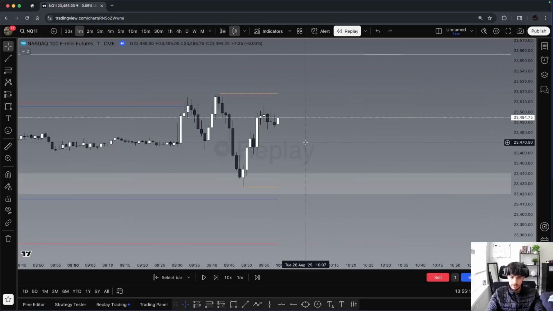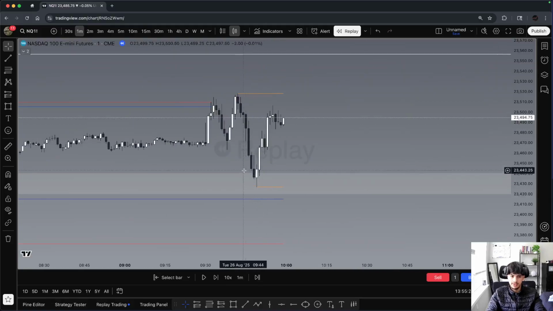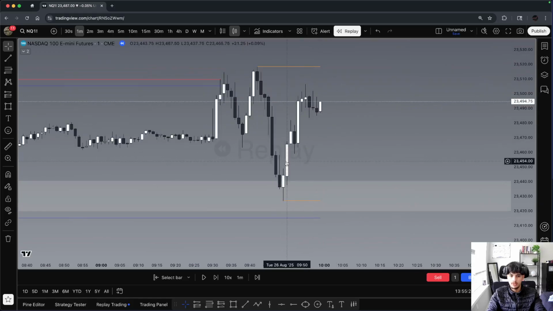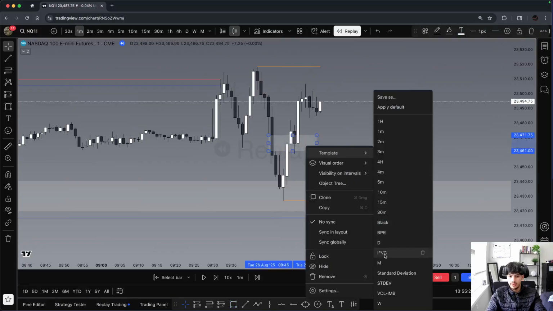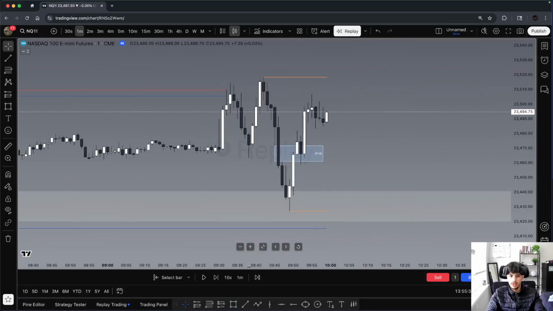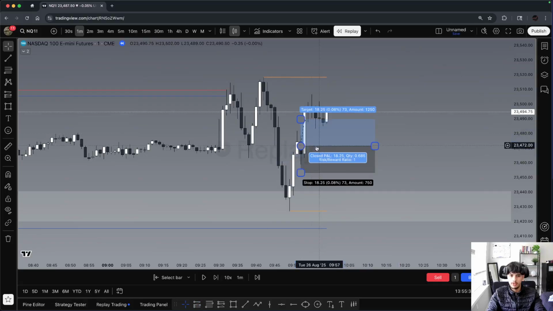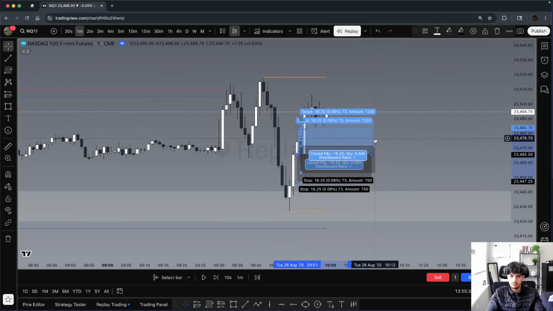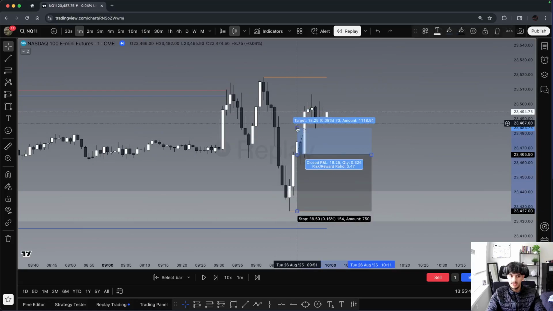Nonetheless, I'm still going to show you the entry. So we obviously tapped into the PD array that I wanted to get hit. We immediately react off of it and inverse this gap on the 1 minute time frame. So this right here would have been my entry. You could have entered right here, right off the gap. But for me, I like to be a little bit more conservative with my risks, so I would have waited for this imbalance to get hit.